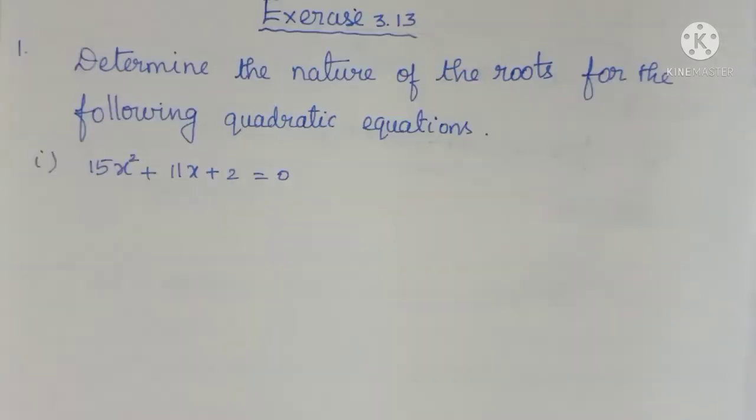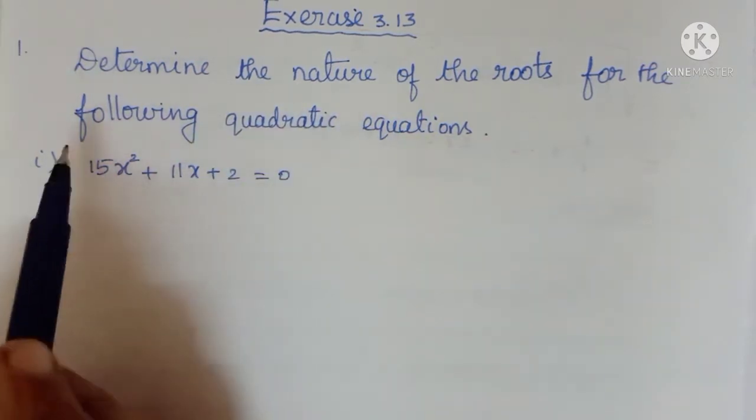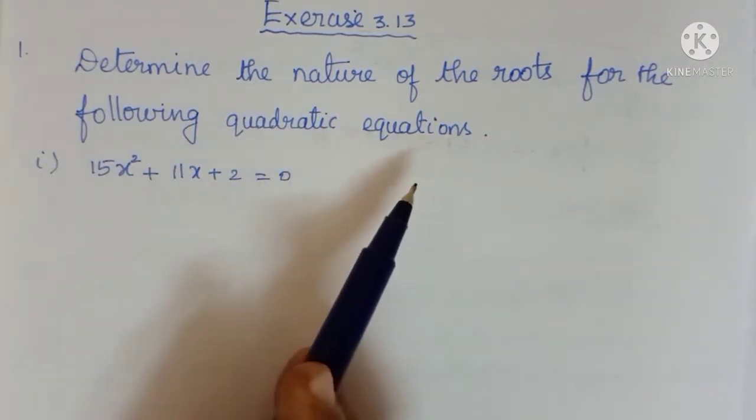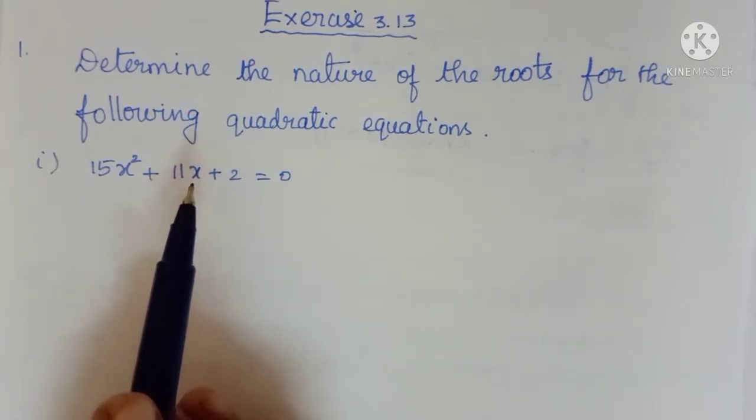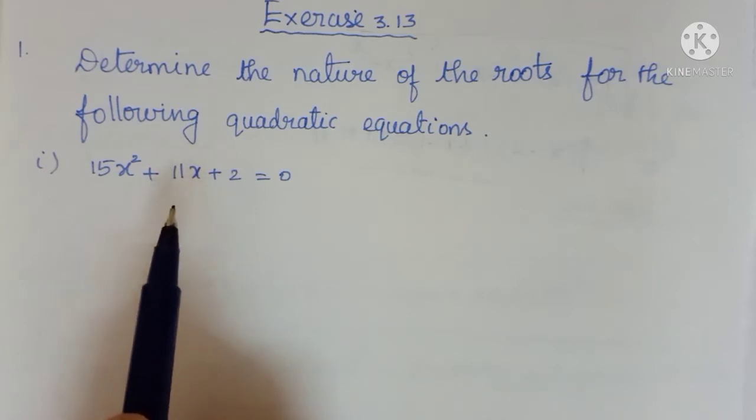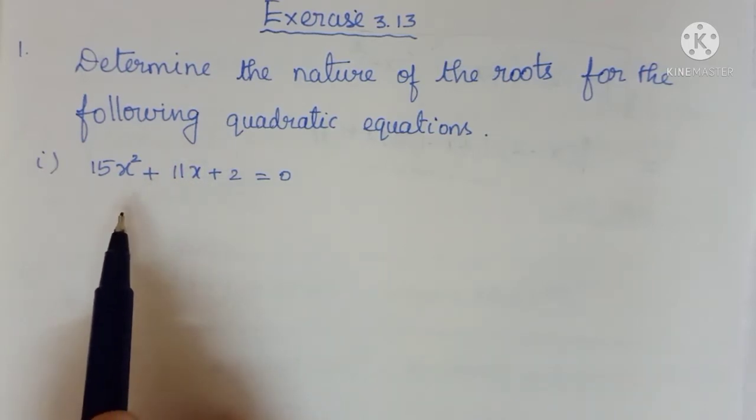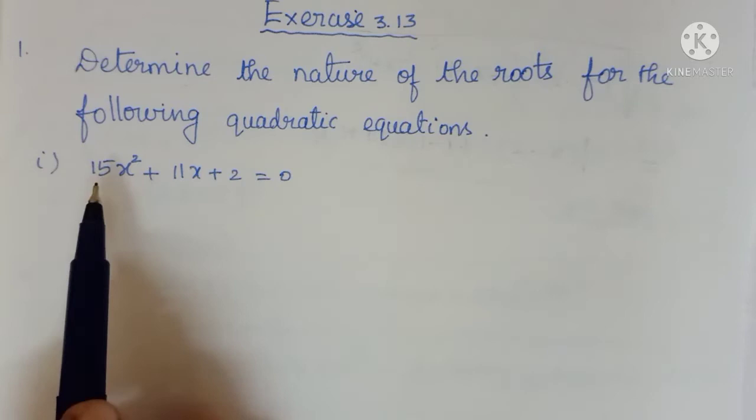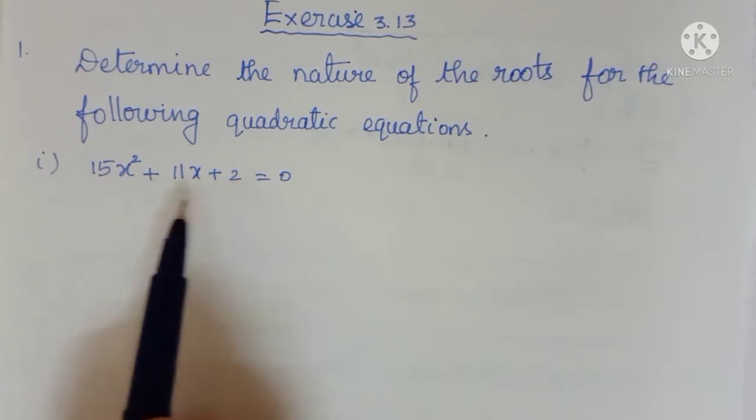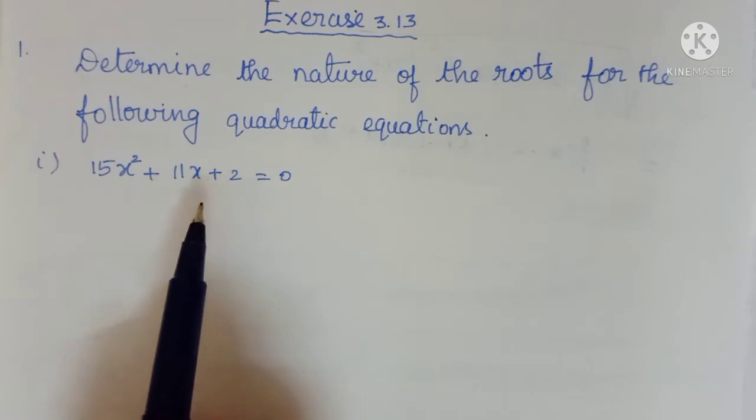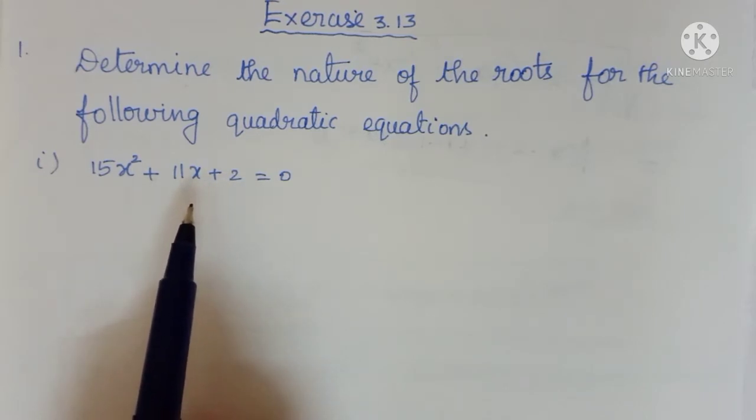Now let us see exercise 3.13. First part: determine the nature of the roots for the following quadratic equation. I already said the three concepts: discriminant equal to 0, greater than 0 and less than 0. That condition we are going to check here. The given question is 15x squared plus 11x plus 2 equal to 0.